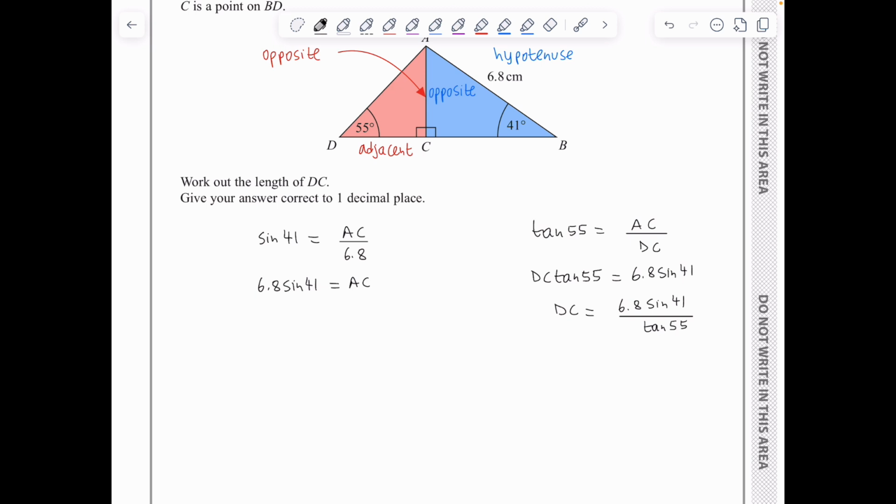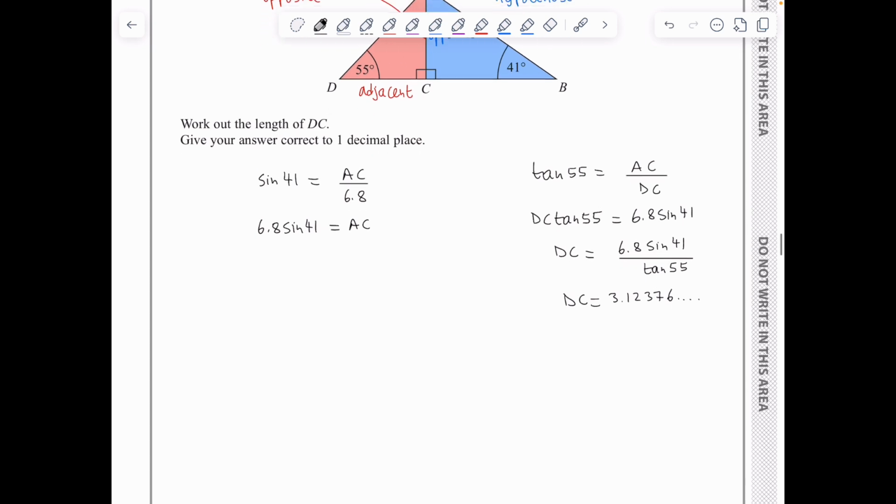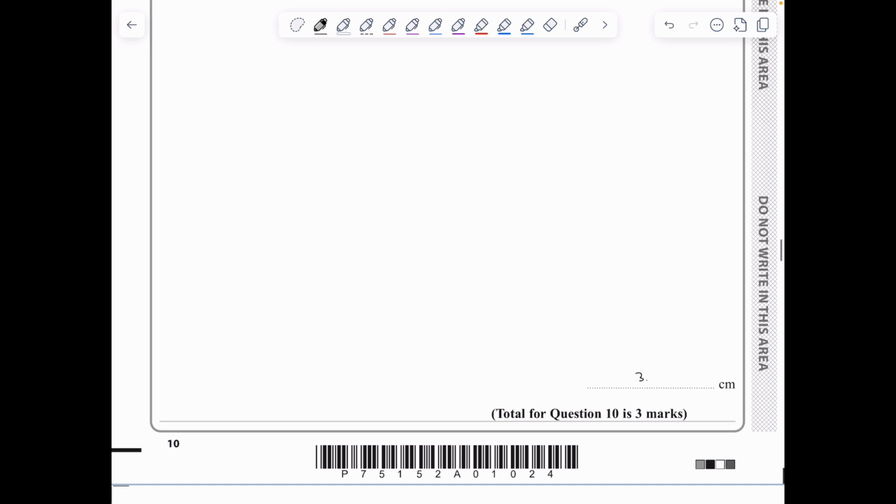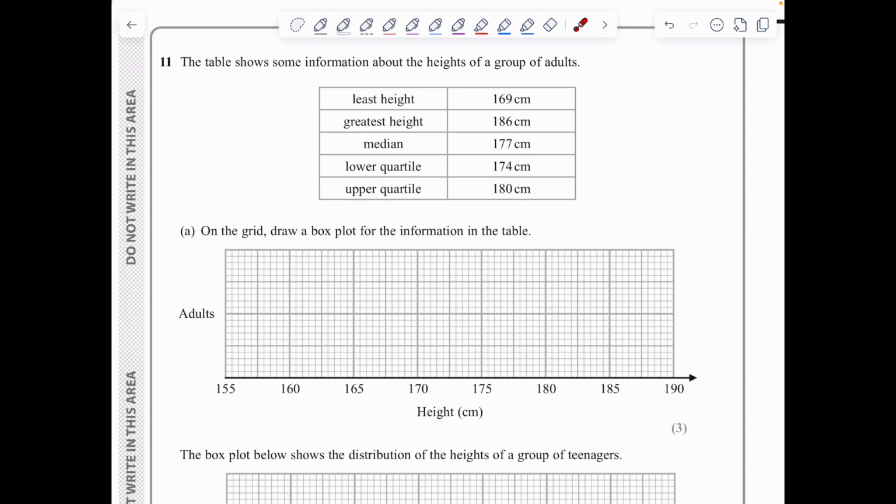Now it's the time to put this on the calculator. Get that DC is 3.12376... Well, we've been asked to give our answer correct to one decimal place, and therefore we conclude that DC is 3.1 centimeters.